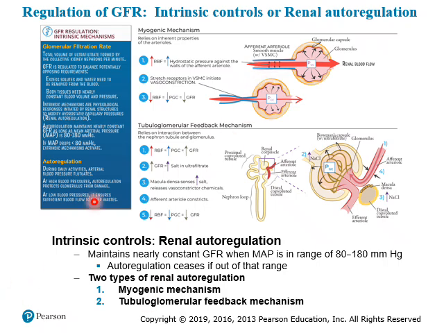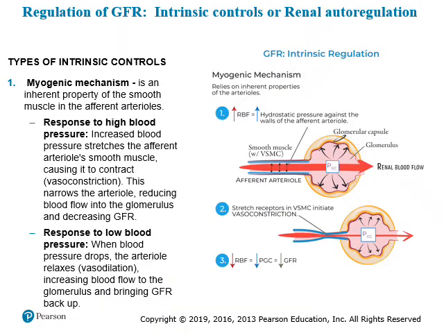Okay, let's take a look at that. So let's take a look at the myogenic mechanism first. Myogenic is an intrinsic control of renal autoregulation. The myogenic mechanism is an inherent property of the smooth muscles of the afferent arterioles.